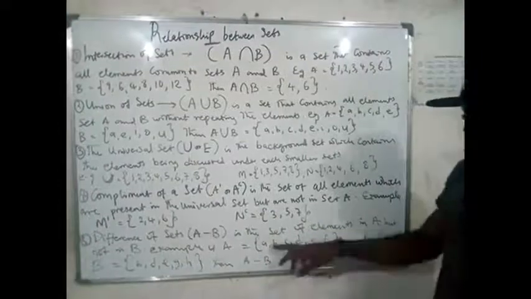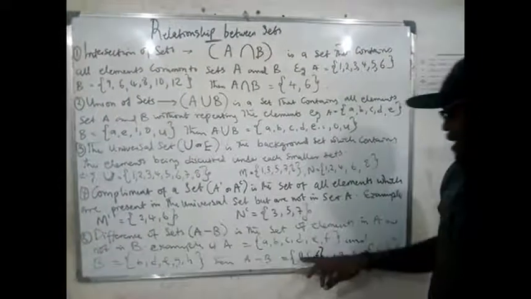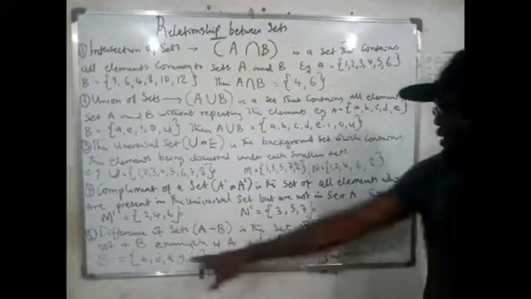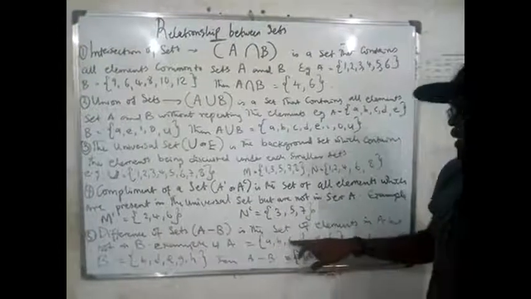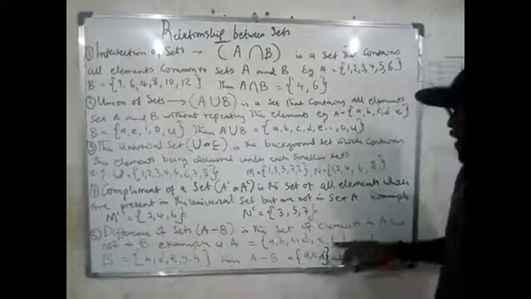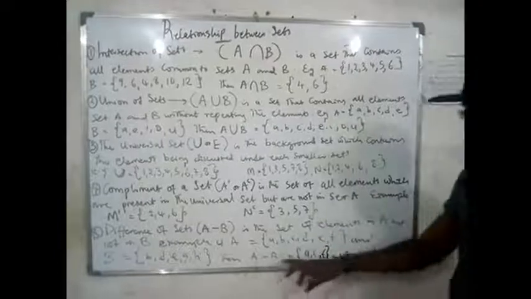What are the elements that are here but are not here? You see that they are A. A is here, but it's not here. C, C is here, but it's not here. F, F is here, but it's not here. So A minus B is this.